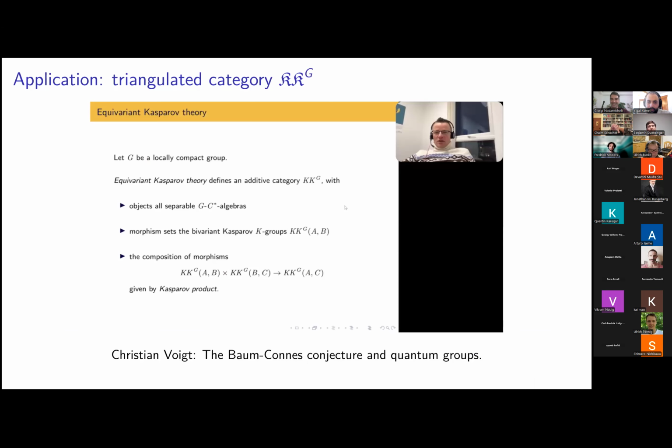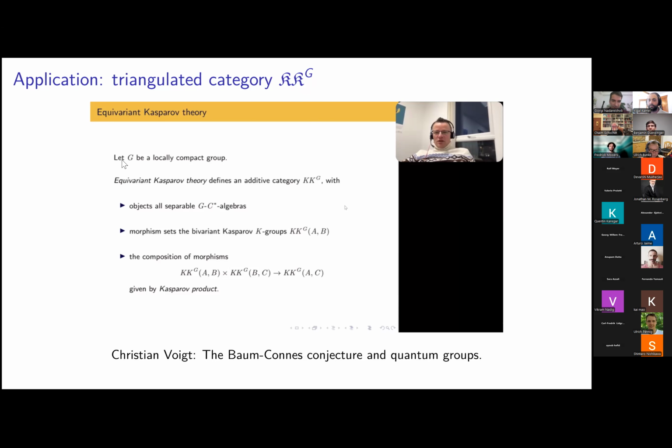Then again, we had a very nice talk by Christian Voigt. Now we know about the triangulated category KK, we know what a triangulated category is. So we got to this talk, and then we had a locally compact group G. And then we also found out that there's a category KKG. Basically, this is what we denote by KKG. And I will just mention, if you take G to be the trivial group, then you recover the category from the previous slides, whatever was called KK naught, but I will just call it KK.